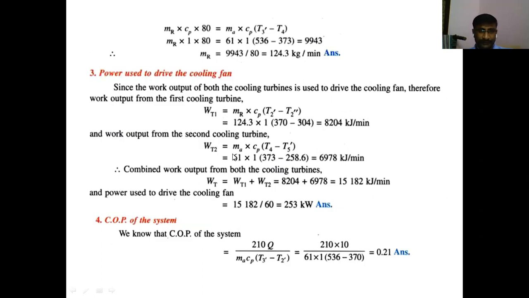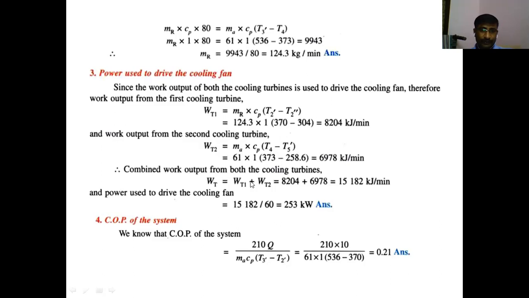And the work output from the second cooling turbine: the air entering the second cooling turbine is not MR, it is MA. This is the mass of air compressed, the mass of air passing through the cabin and through the second cooling turbine, all are equal. So MA into CP into the temperature drop across the second cooling turbine, T4 to T5 dash. So we will get the work produced by the second cooling turbine as 6978 kilojoules per minute. This is the work produced by the second cooling turbine, and this is the work produced by the first cooling turbine. Both works are utilized to run the cooling fan in the system.